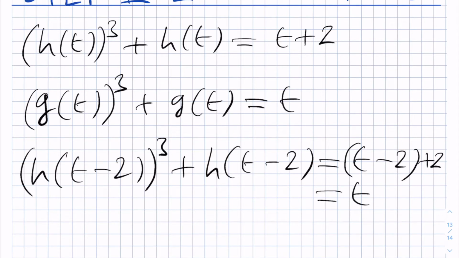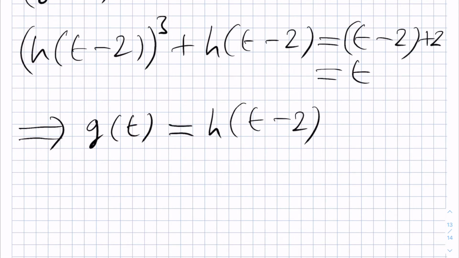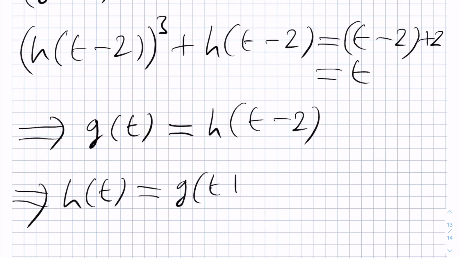This tells us that h of t minus 2 satisfies the same relation as g of t. Since g and h are defined only by these relations, this tells us that g of t is the same as h of t minus 2, i.e. they are the same function up to a translation. In particular, h of t is g of t plus 2, just by translating in the opposite direction.